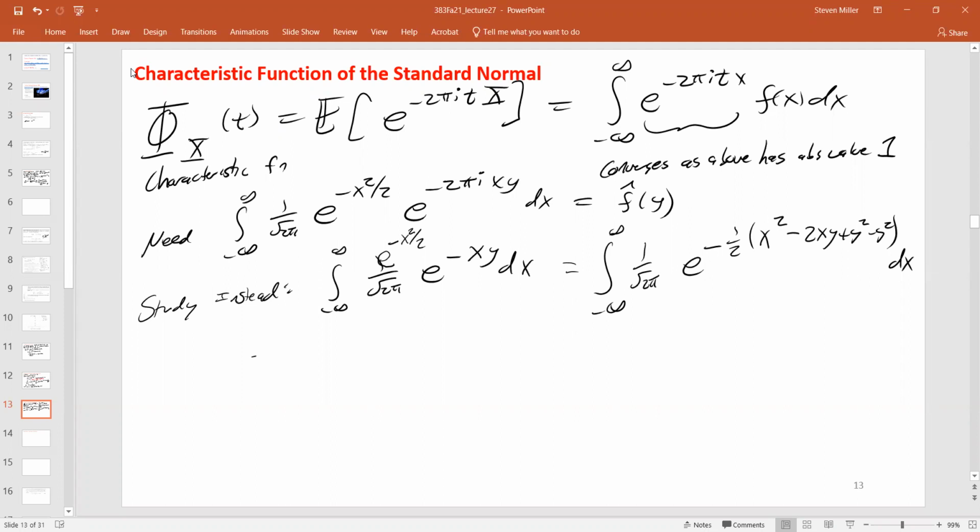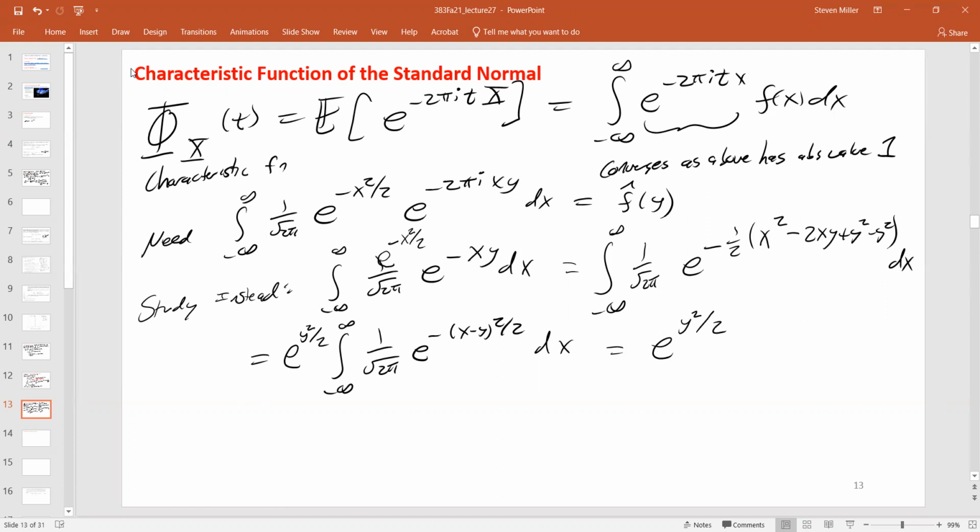Yeah. This is just going to be the integral from minus infinity to infinity, 1 over square root of 2 pi e to the negative x minus y squared over 2. And I have an e to the negative 1/2 negative y squared, that becomes e to the y squared over 2. So I can pull out an e to the y squared over 2 dx. What does this integral equal? 1 over square root of 2 pi e to the negative x minus y squared over 2. Yeah, it's the standard normal. Its integral is just 1. So we just get e to the y squared over 2.